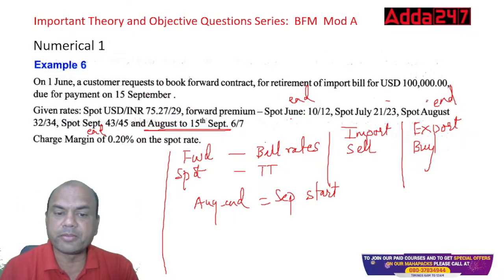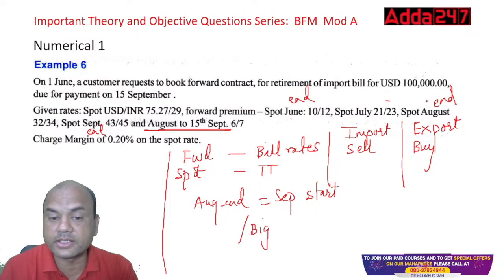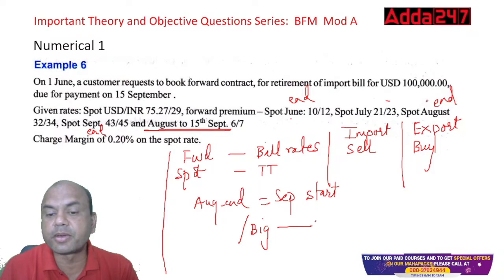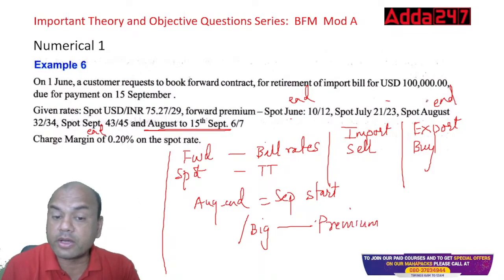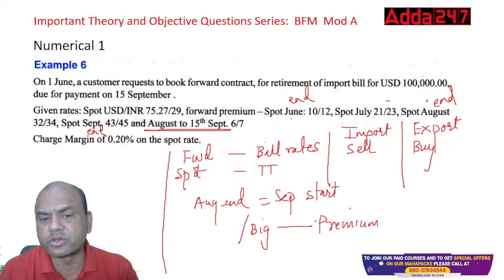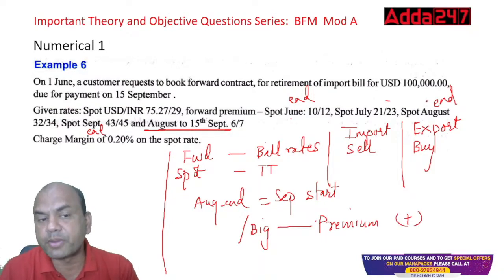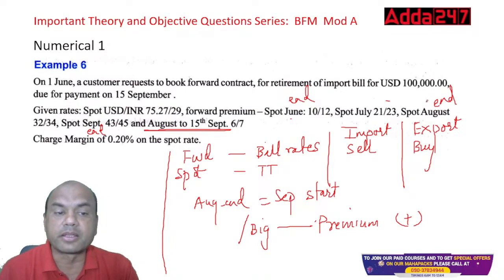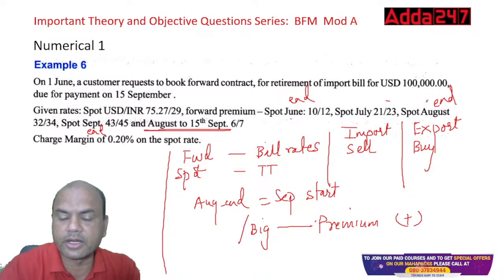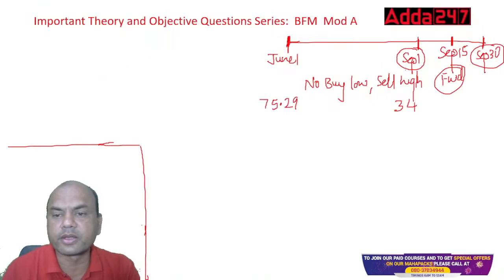It's in premium. Remember, when your right side is higher, in forward transactions the currency is in premium. Always remember this: premium when your right side is big. Vice versa is also true: when the right side is small, it is in discount. And whenever we have premium, we'll have to add the forward points. Always add. So now it is in premium and I'll have to add it. I'll take this 34.